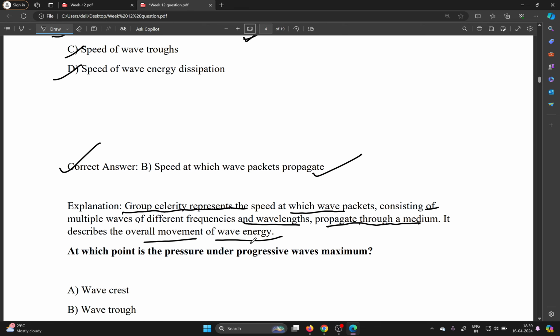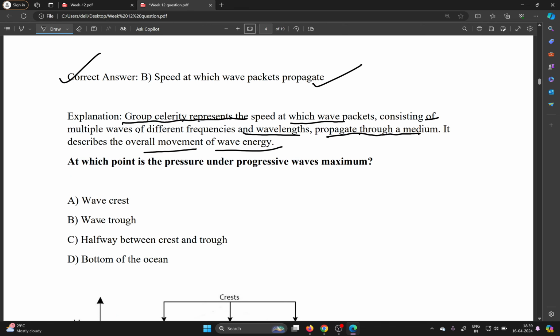Now, at which point is the pressure under a progressive wave maximum? Here we are talking about a progressive wave. What is a progressive wave? Versus a standing wave. We'll see one question on that. So is it at the crest, the trough, halfway between the crest and trough, or the bottom of the ocean? Think on that. Which one will be correct?